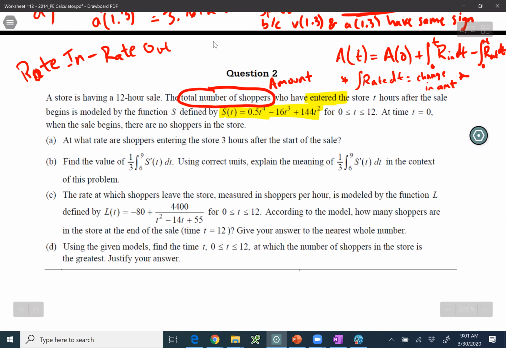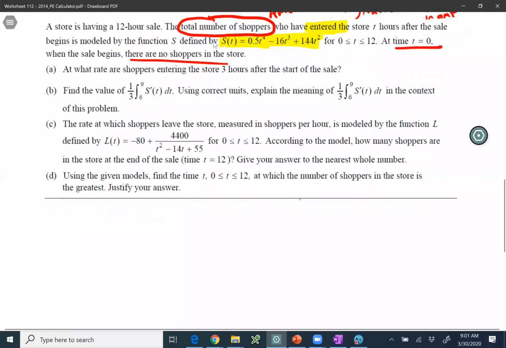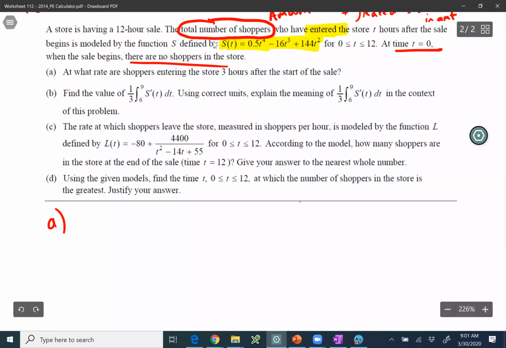Well, the total number of shoppers who have entered the store is given by S of T. They already gave us that amount. At time 0, when the sale begins, there are no shoppers in the store. So S of 0 equals 0, which they didn't really have to tell you, because you probably could have just plugged it in here. But I think they're telling us that because the amount entering is a change. So A says, at what rate are shoppers entering the store at time 3?